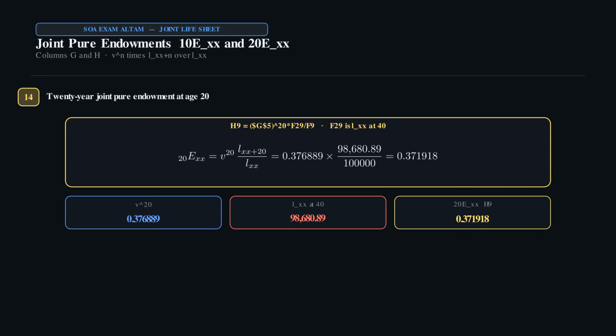20 years uses F29, the joint radix at 40, which is 98,680.89. V to the 20th is 0.376889. Cell H9 is 0.371918. Temporary annuities later subtract these endowments times a later due annuity. This sheet does not build those temps. Single life does.